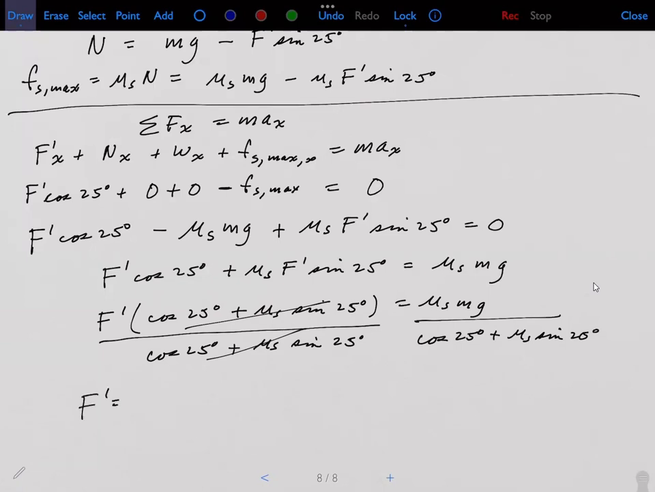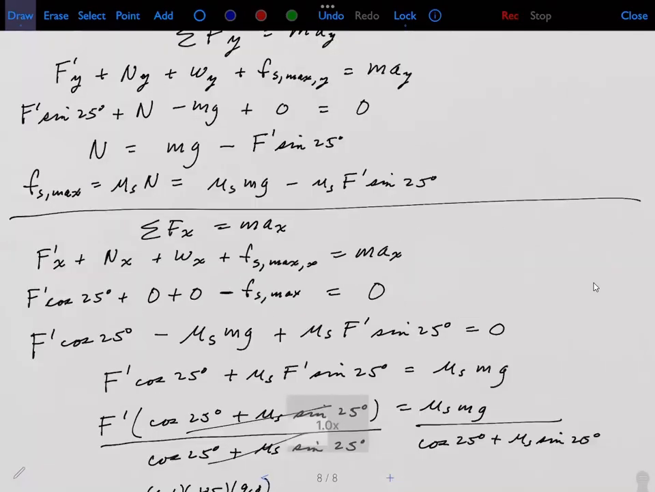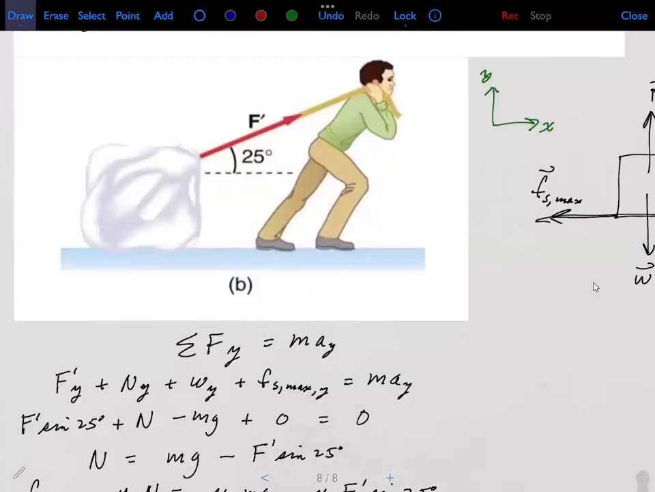If I plug in, this is going to be 0.1 times 45 times g, which is 9.8, divided by cosine of 25, whatever that is, your calculator will figure it out. Remember, mu s was 0.1, and then sine of 25. Oh, I think I mistakenly said we were solving for mu s. We're not solving for mu s. We're solving for F, what this force must be, so that it's on the verge of motion. We know mu s is 0.1.